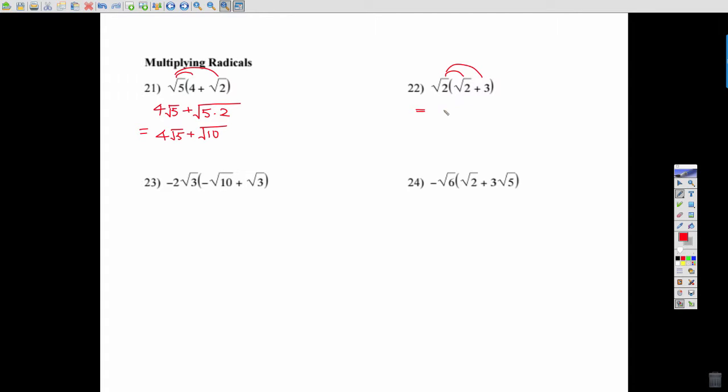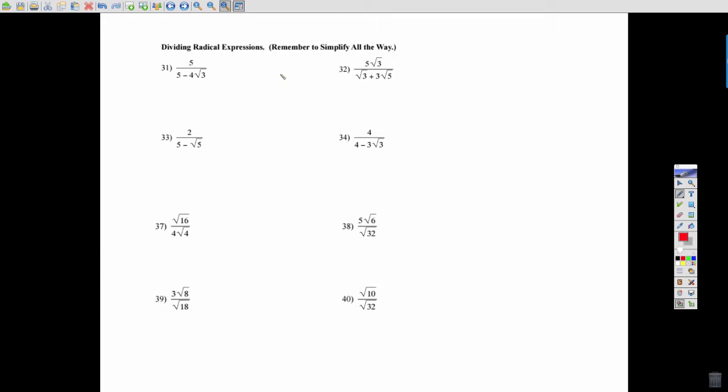Again, distribute. Root 2 times root 2 gives me 2. Root 2 times 3, it's just 3 root 2. Distribute again. Negative 2 times negative, double negative makes a positive. 2 times 1, right? There's an invisible 1 here, so that's positive 2. And then 3 times 10 is 30, plus root 3. 30, do we have a perfect square in 30? I don't think so. So this is it. We're done. I'll leave 24 for you to play with.